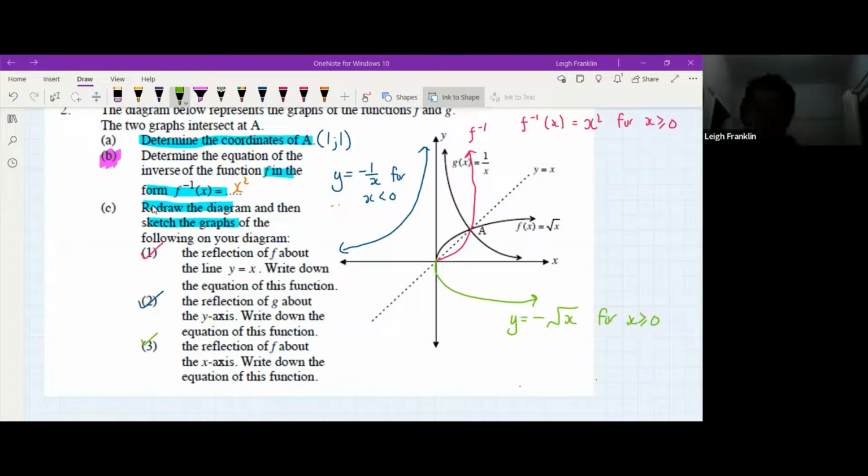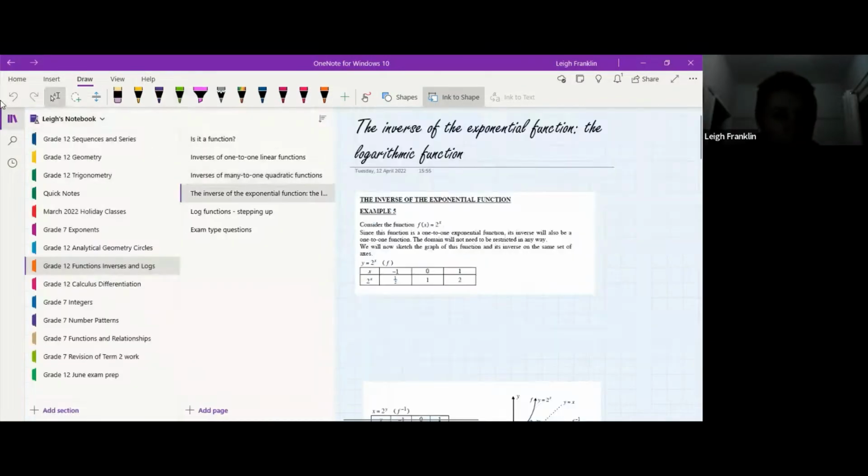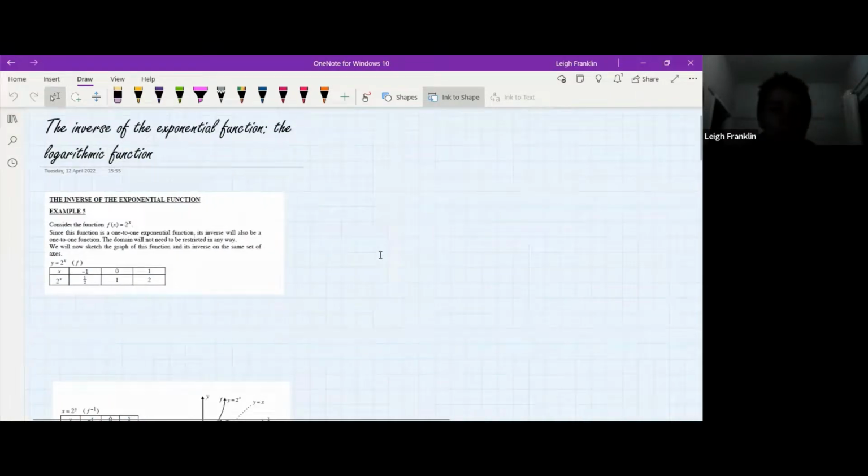Okay, so what I want us to do now, perfect. Good job. What I'm going to do is get started on the inverse of the exponential function, which is called the logarithmic function. I want to talk about that for a little bit, and then we can talk about sketching it.